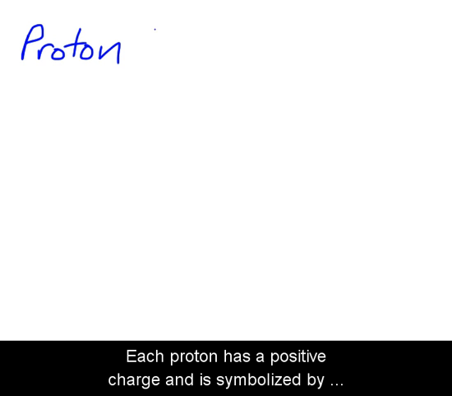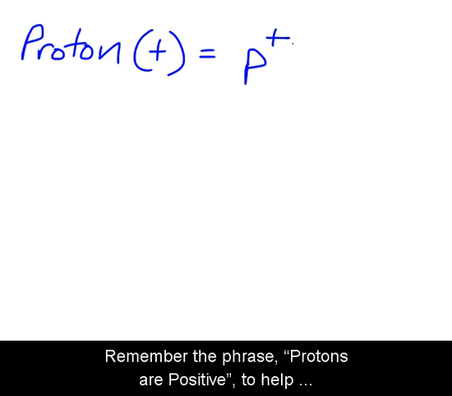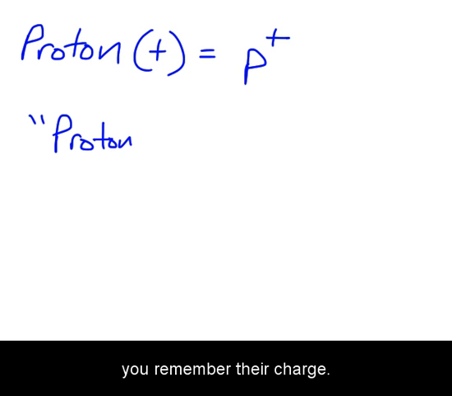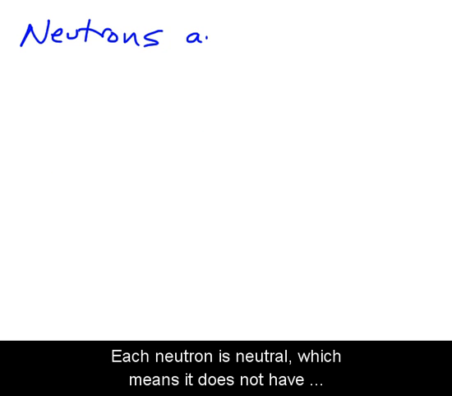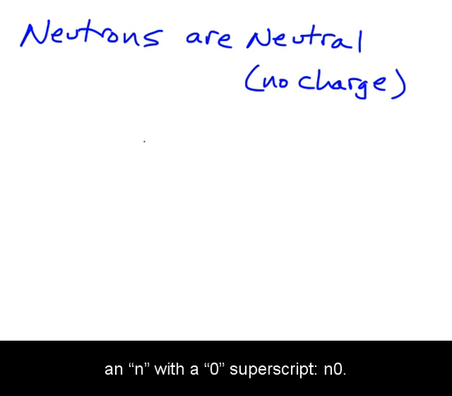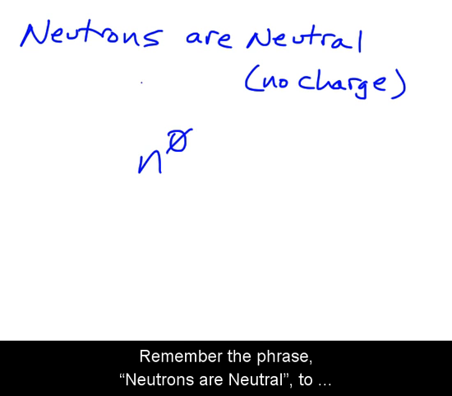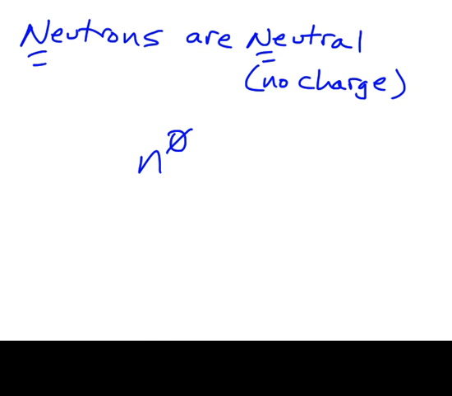Each proton has a positive charge and is symbolized by a P with a plus sign superscript. Remember the phrase, protons are positive, to help you remember their charge. Each neutron is neutral, which means it does not have a charge. Neutrons are symbolized by an N with a 0 superscript. Remember the phrase, neutrons are neutral, to help you remember their uncharged state.